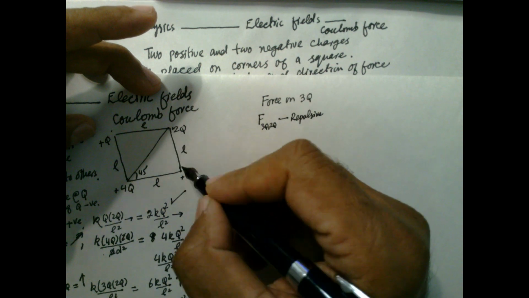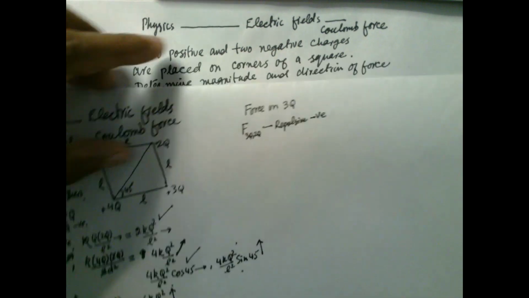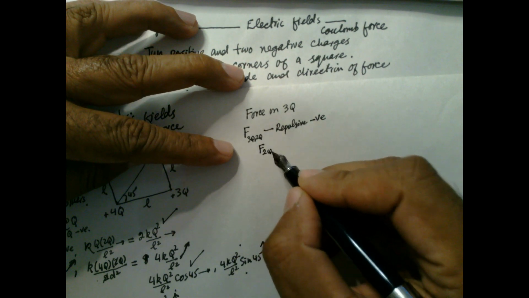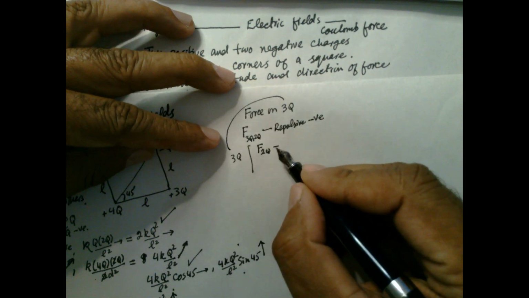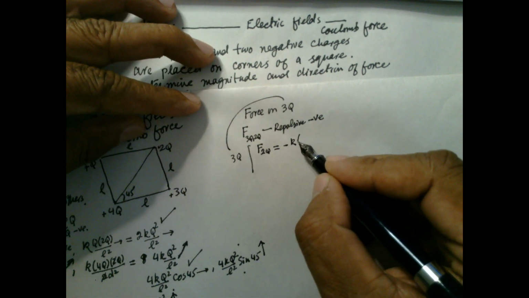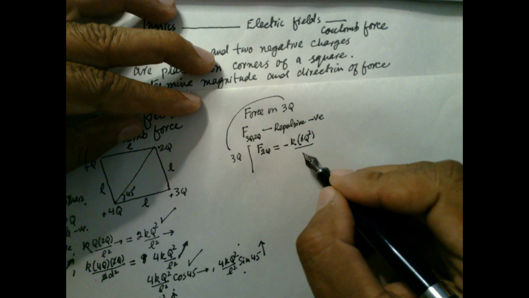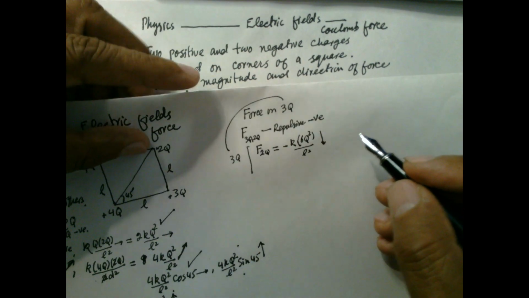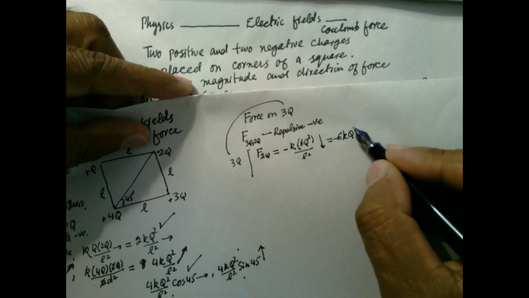So it will push it down, so it is negative. This will be F2Q, and 2Q is all 3Q. So F2Q is equal to minus K 6 Q square over L square, it is going down. So this will be written as minus 6 K Q square over L square.